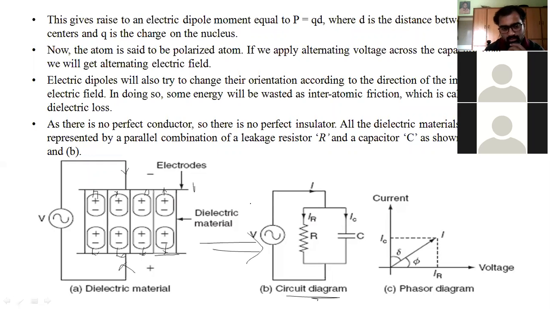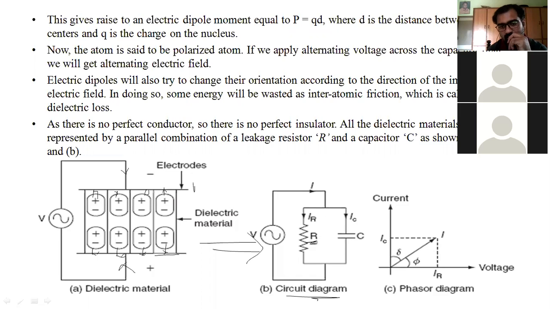Okay, so all the dielectric materials have been represented by the parallel combination. By this we have constructed a circuit diagram. This R is the leakage resistor, sorry, not reactance, resistor. The leakage reactance is shown with an X, but here this R is a leakage resistor, and capacitor C, which is in parallel combination. We have placed this leakage resistor and capacitance in parallel.